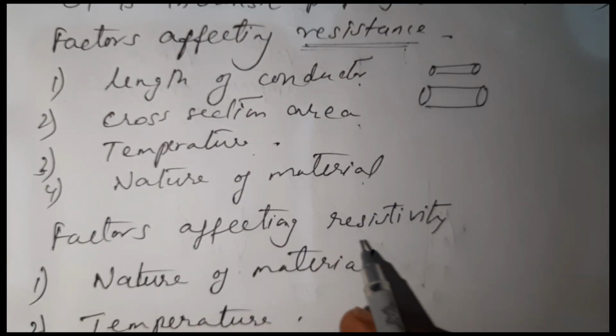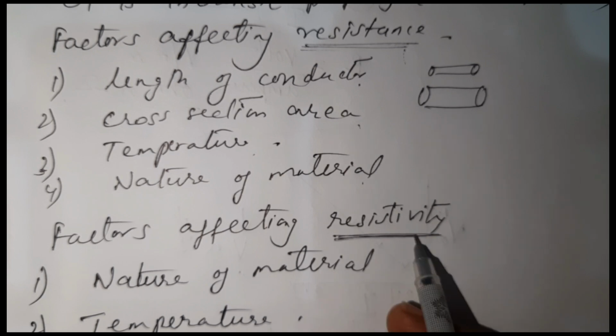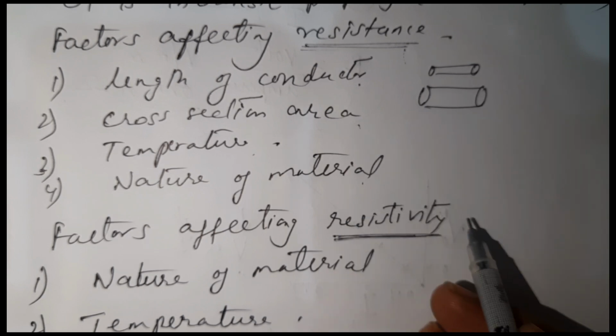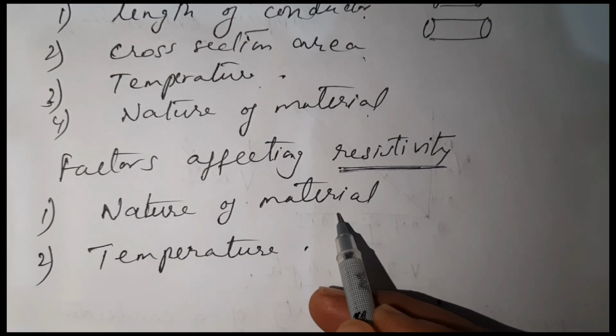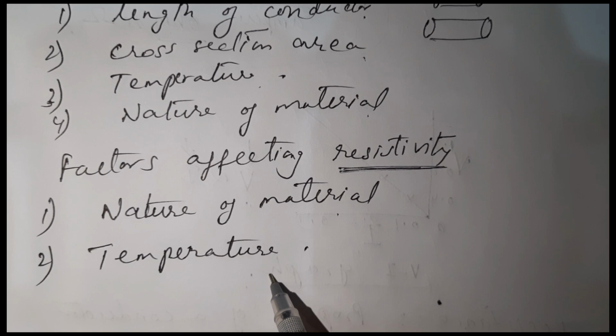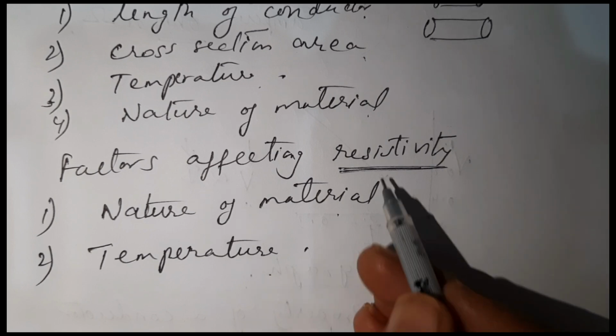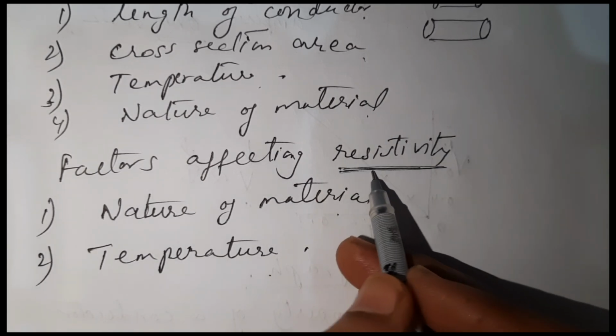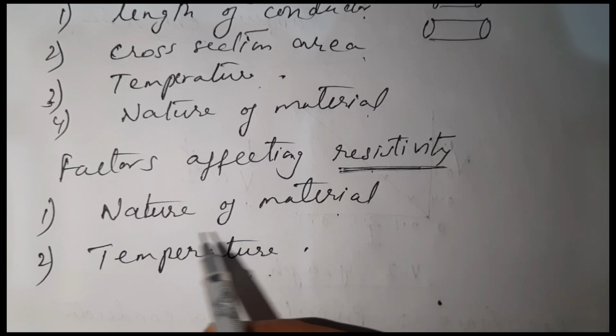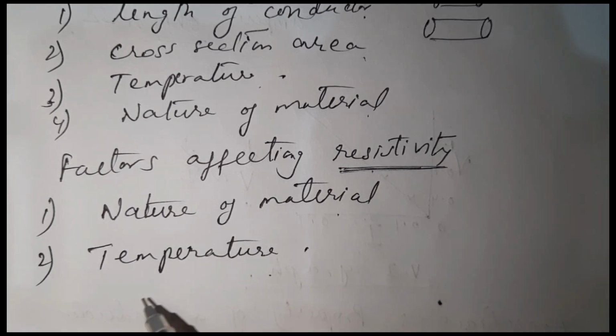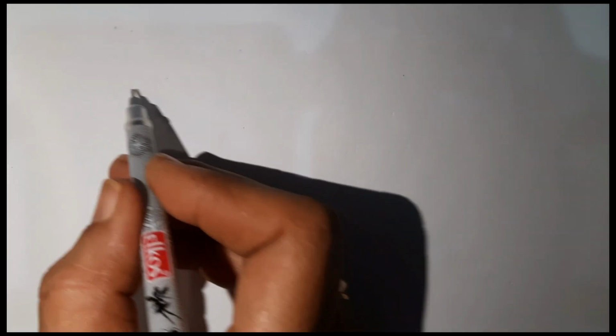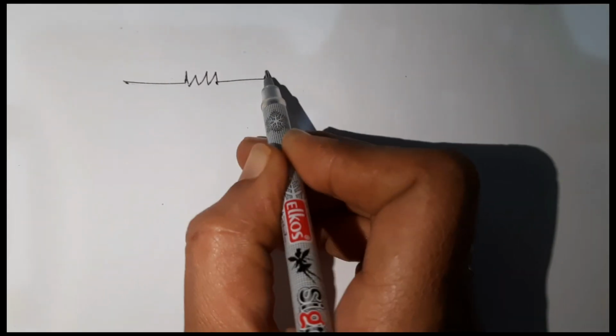Now factors affecting resistivity. Students get confused with this. When they ask for resistivity, we need to write only nature of material and temperature. Don't write length and area, as it is an inbuilt property, and the conductor already has this property. So only write nature of material and temperature. Now the next topic is resistance in series.